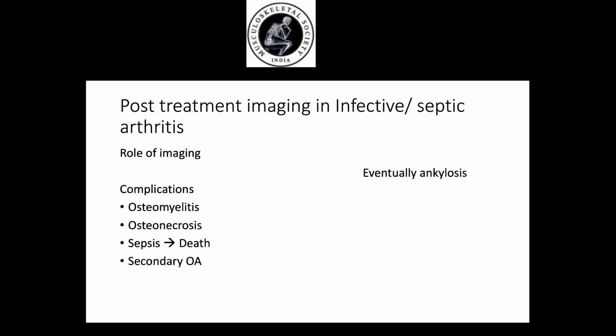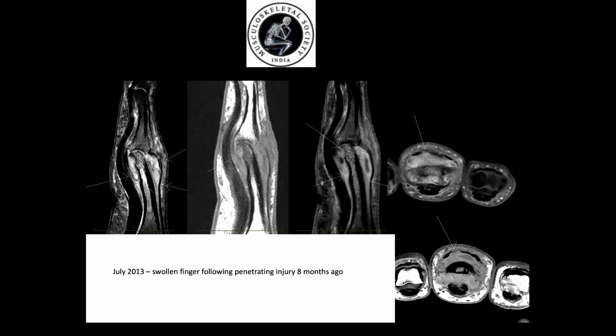Now I move on to infective or septic arthritis. This is a really rapidly progressing disease, as one of the earlier speakers has said. So technically, post-treatment imaging is basically to look for complications. Complications of septic arthritis are osteomyelitis, osteonecrosis, and secondary osteoarthritis from an imaging perspective, and clearly sepsis and death from a clinical perspective. Eventually, the joint gets destroyed and ankylosis is the outcome if not adequately treated.